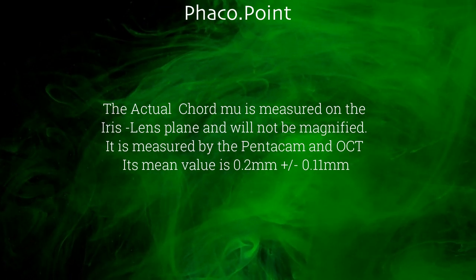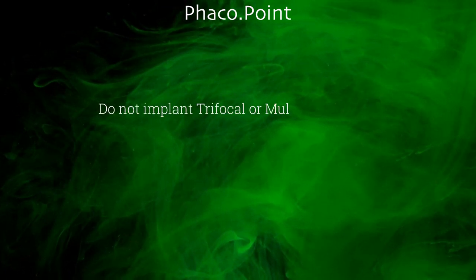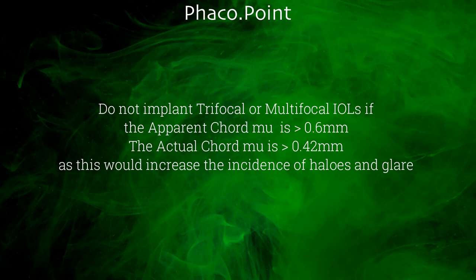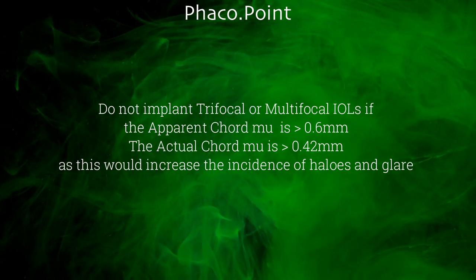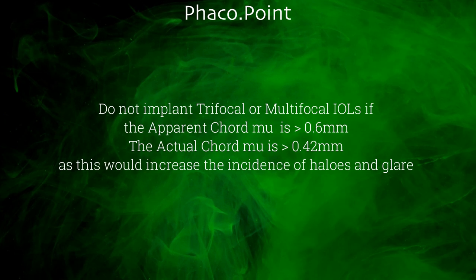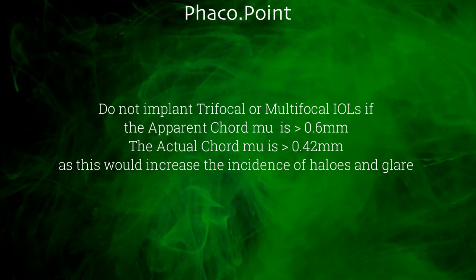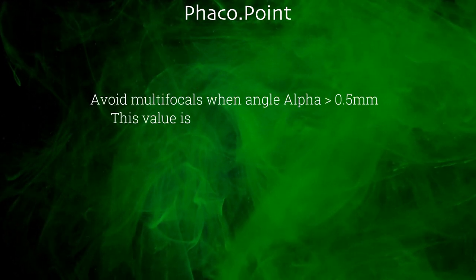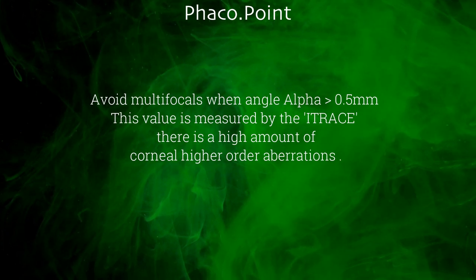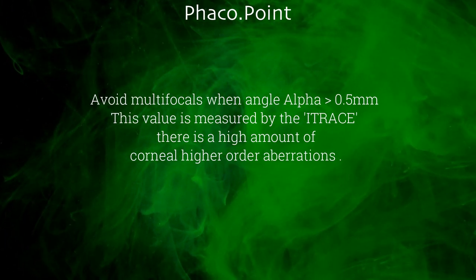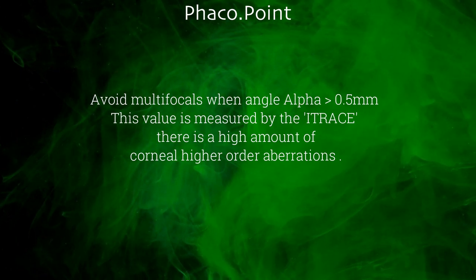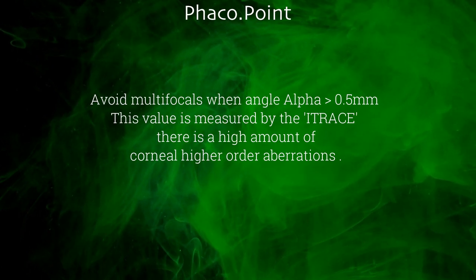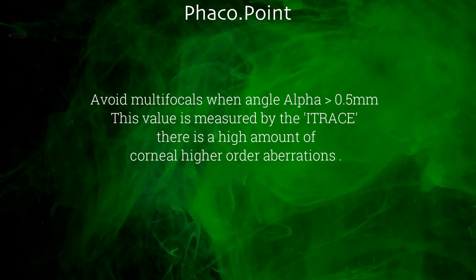Do not implant trifocal or multifocal IOLs in the following scenario: if the apparent chord mu is more than 0.6 or the actual chord mu is more than 0.42 millimeters, as this would increase the incidence of the patient suffering from disabling halos and glare. Also remember that one should avoid implanting trifocal intraocular lenses if the angle alpha is more than 0.5 millimeters. Now this is a measurement that is taken by the iTrace machine of Tracey Technology. And if the patient suffers from an increasing amount of higher order corneal aberrations as well.